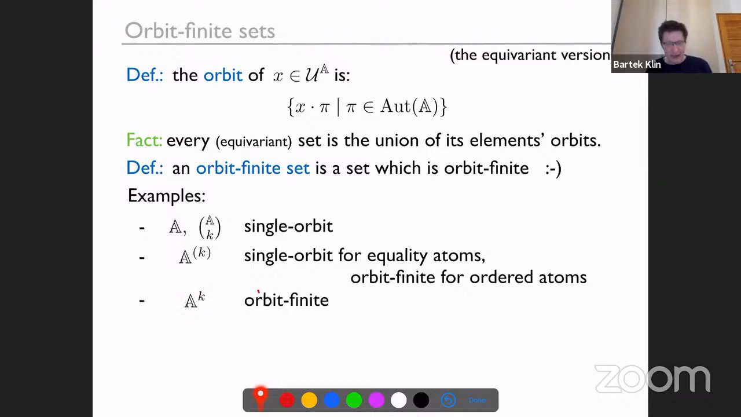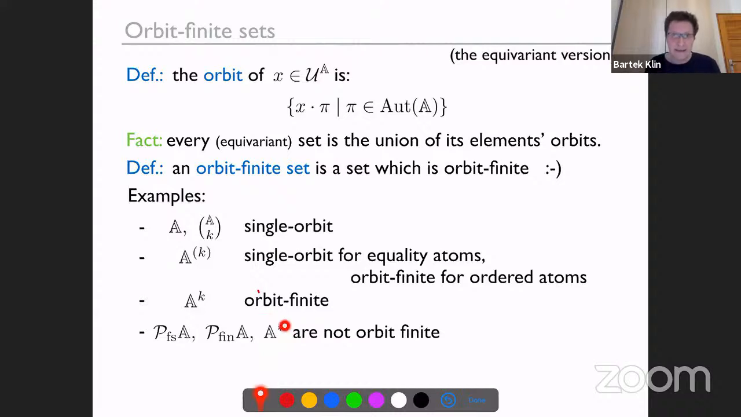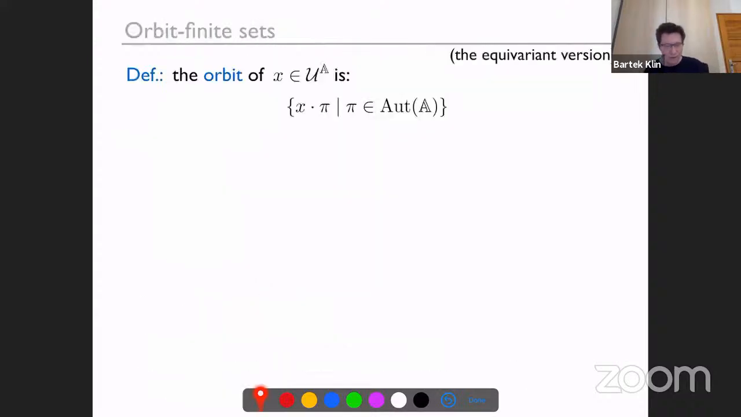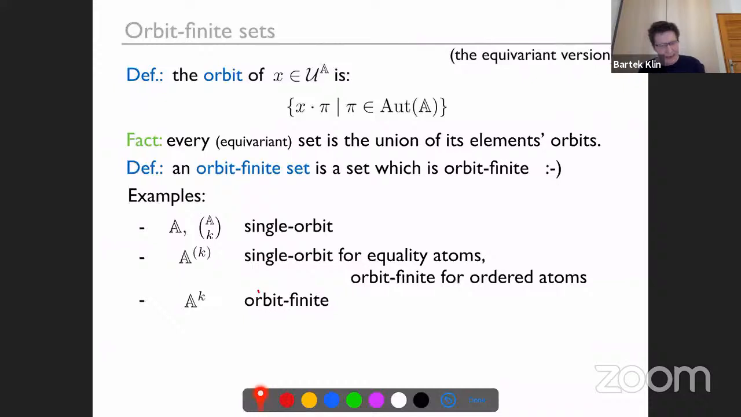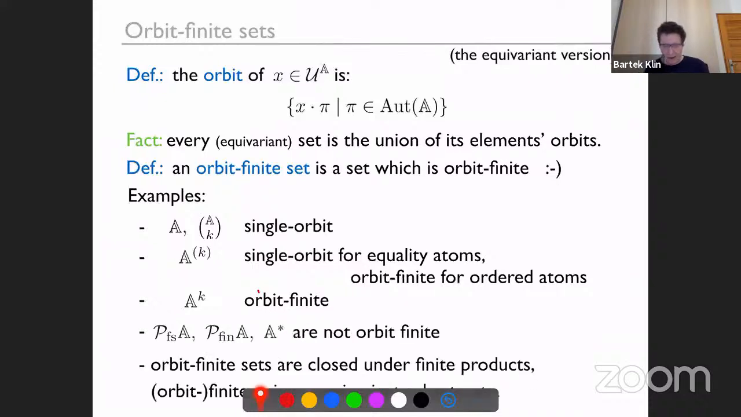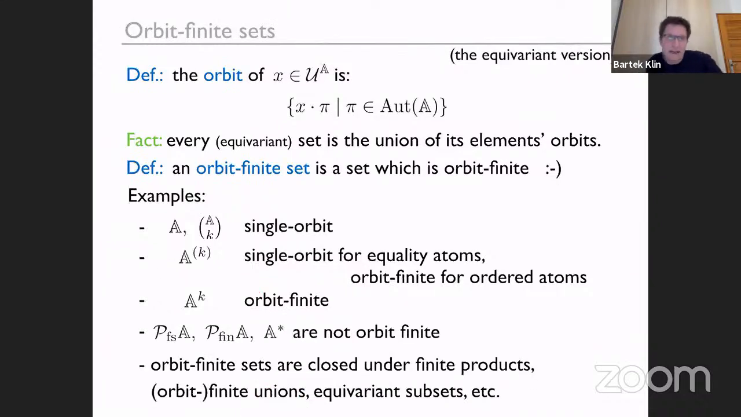And sets such as A star, the set of words, or the set of finite subsets of A are not orbit finite because, well, for example, for words, two words that have different length are necessarily in different orbits. Okay. Now, orbit finite sets have good properties. They are closed under finite products, finite unions, even orbit finite unions, taking equivariant subset and so on.